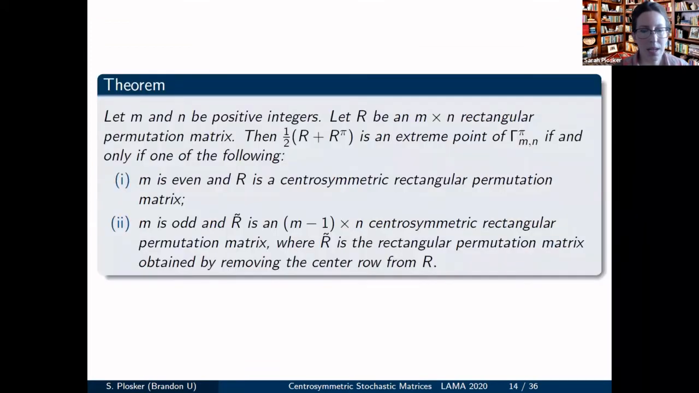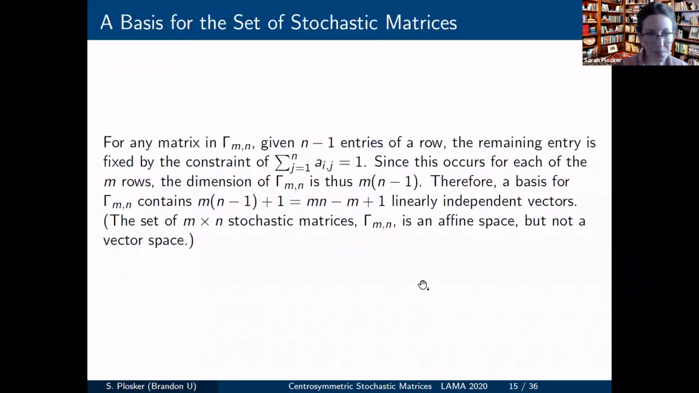Okay, so we have the extreme points, and then we want to look at a basis. For an M by N stochastic matrix, if we have N minus 1 entries in a row, that other nth entry is fixed. We know it because the sum of the row has to be 1. And this occurs for each of the M rows. So the dimension of this set is m times n minus 1.